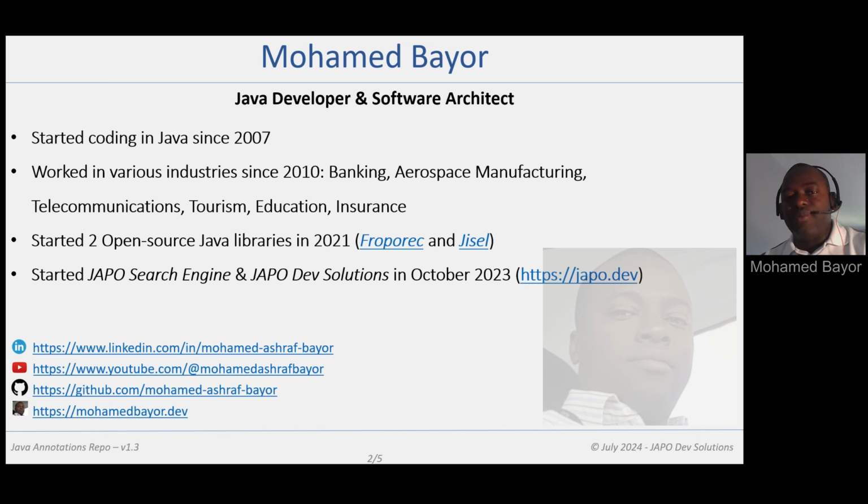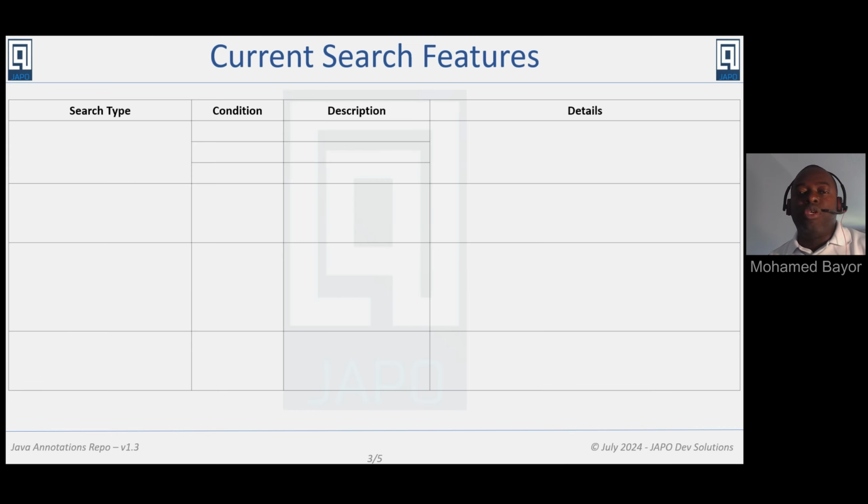Java Annotations Repo is known today as the world's first search engine dedicated to Java annotations. In the previous version of JAPO, we introduced search conditions on top of the existing search operations. So as things start growing and expanding with JAPO, we decided to create some sort of search features matrix or table, which we're gonna explore here together.